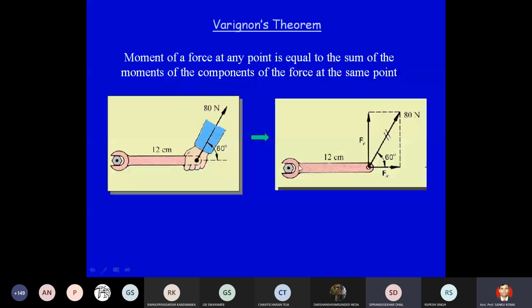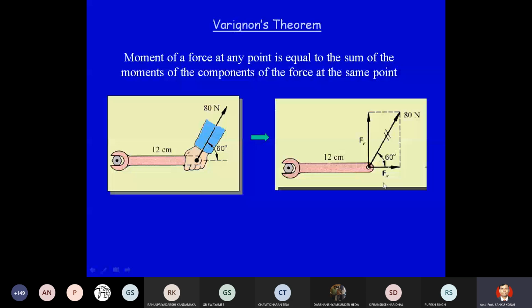What will be the moment developed by this Fy force? That will be 480 root 3 into 12, and this 12 centimeter is the perpendicular distance. This will be anti-clockwise, so positive. Okay, so that is what it is saying.